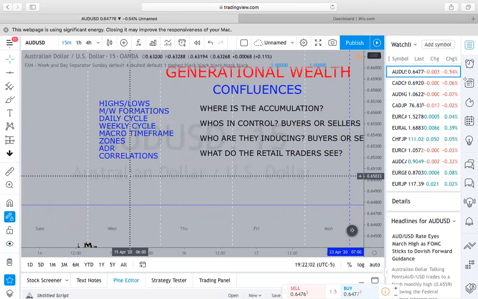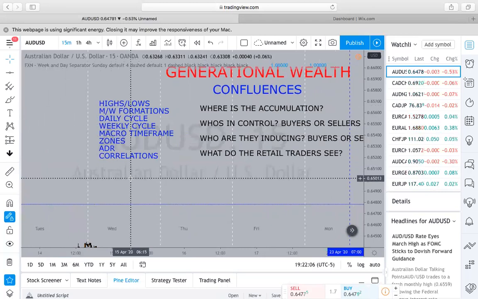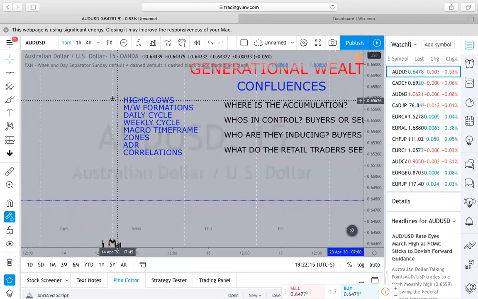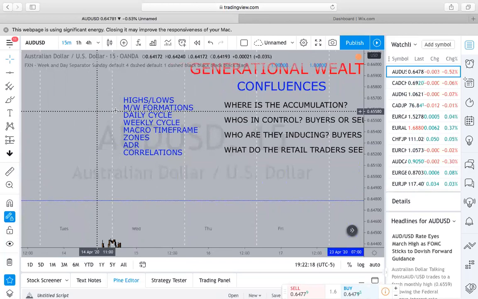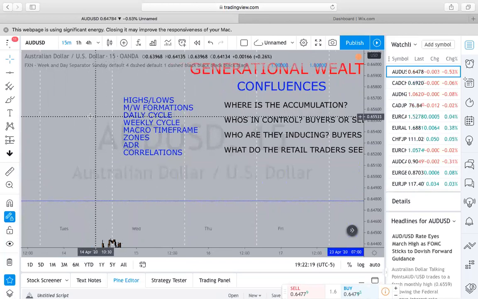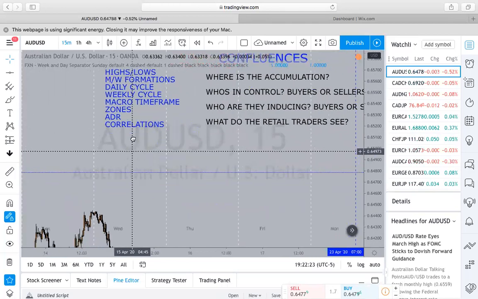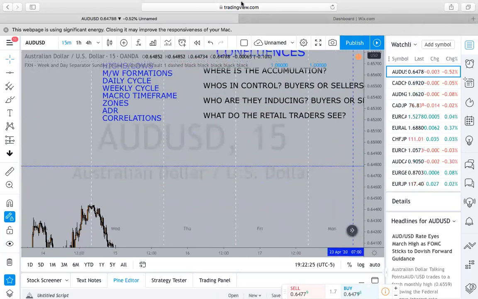why are you trading it? What are you trading this? Why are you taking this position? What do you see that intrigues you to take this trade and be interested in this pair, in this setup? So is it a high or low? Is it an M and W? Or is it a perfect daily cycle structure you see? So are you trading the daily cycle structure?